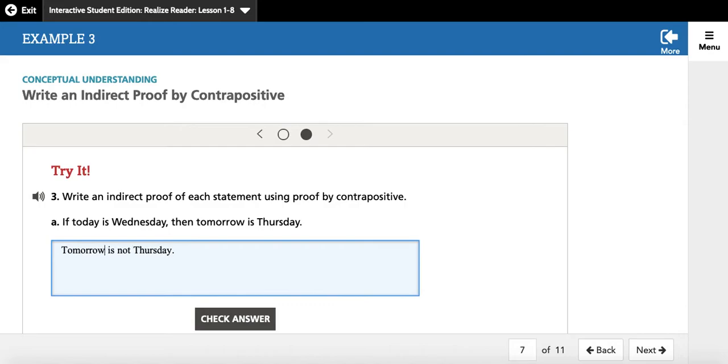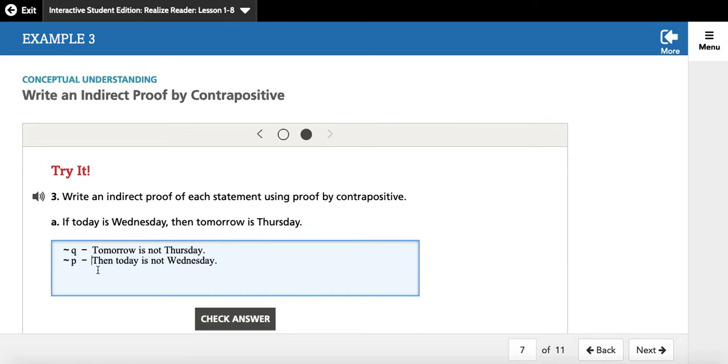That would be technically the opposite of the conclusion. All right. Now, if tomorrow is not Thursday, I want to relate to Wednesday. If tomorrow's not Thursday, then today can't be Wednesday. If tomorrow's not Thursday, then today's not Wednesday. And that actually is, let me put it down on the next line, that is the opposite of P.